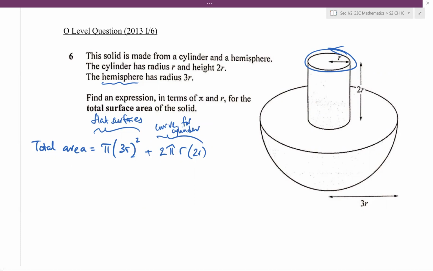We have a formula for curved surface area for a sphere, a total sphere. That is given by 4 pi r squared.